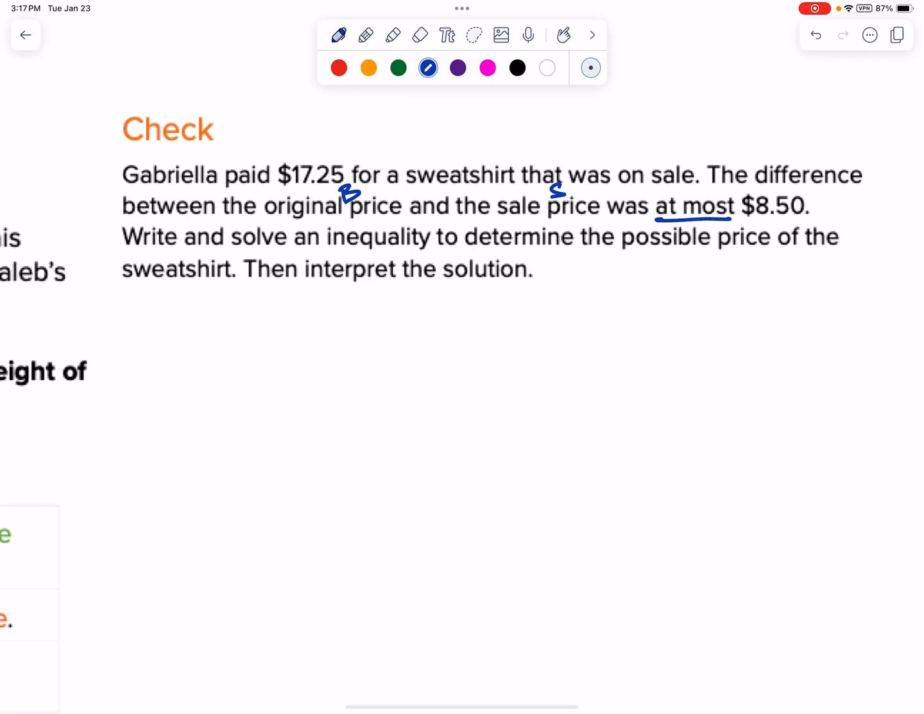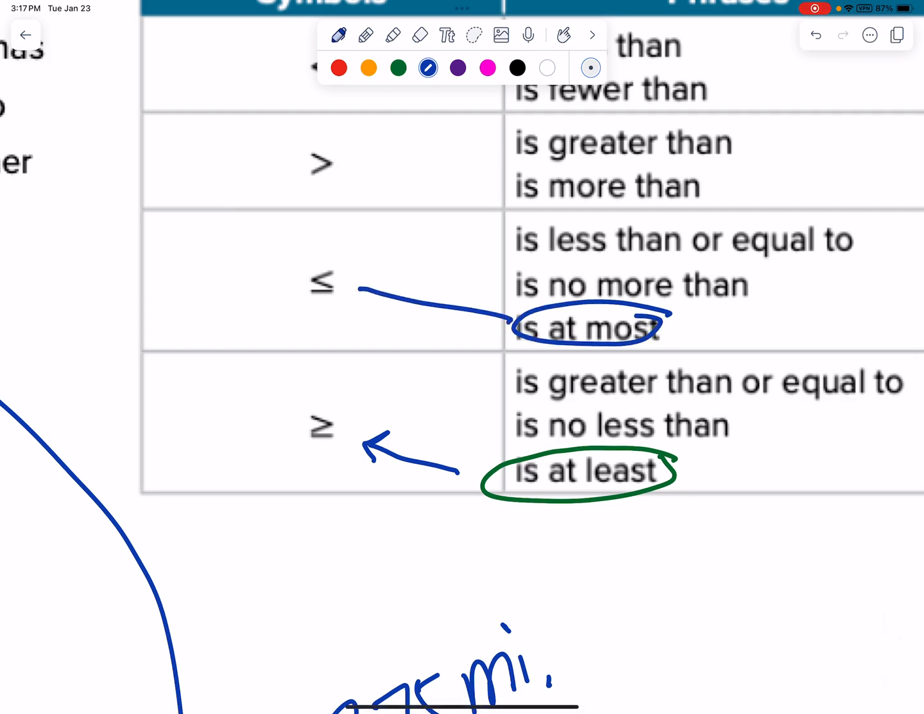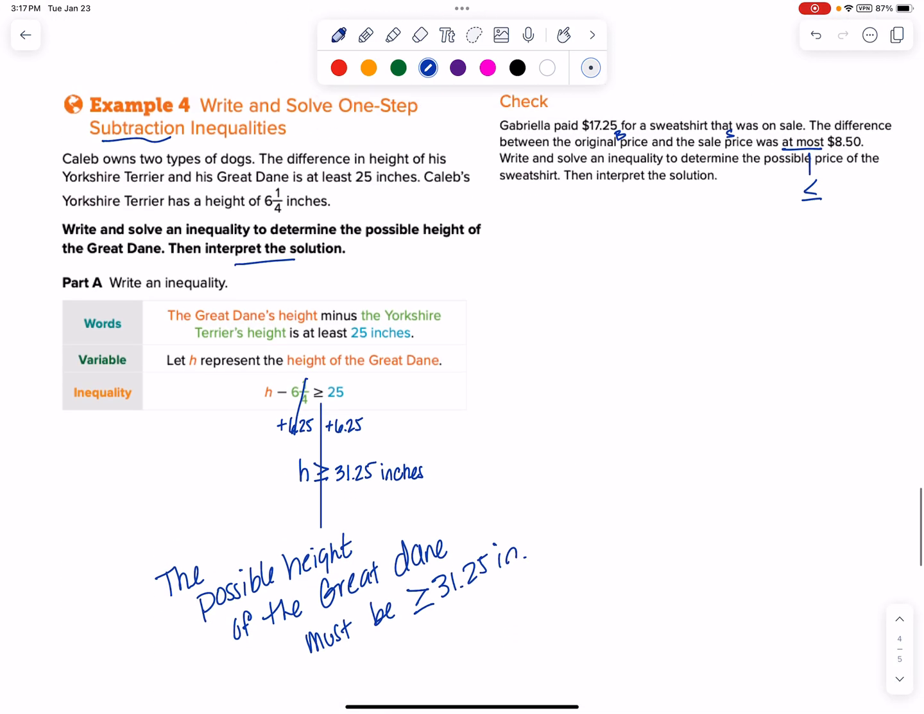The difference was at most $8.50. So try to think about what inequality at most is. At most means it's the most, which means everything else has to be less than that, because it can't be bigger than 8.50. Is it allowed to be 8.50? What do you think? Yes, it says at most 8.50. So that's a less than or equal to. And if you weren't sure, you could look at most, you can see right here. All right, so let's go back to the problem.